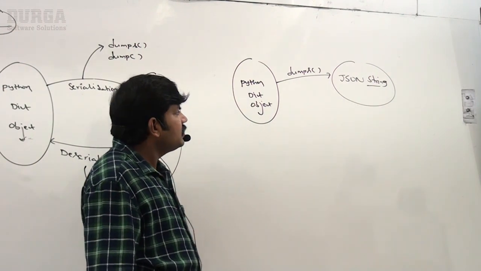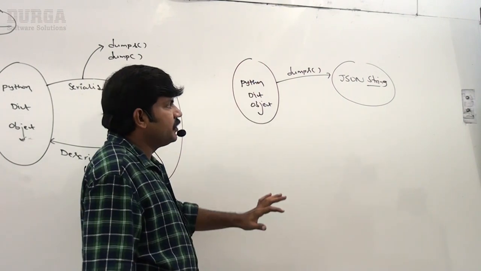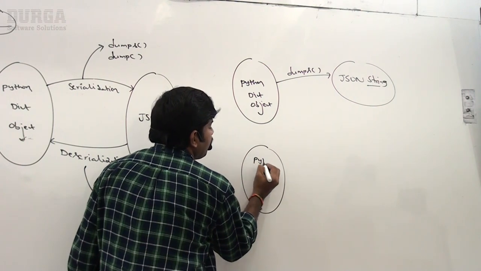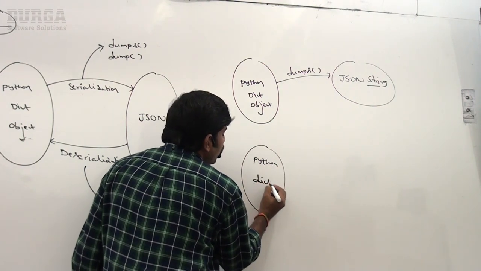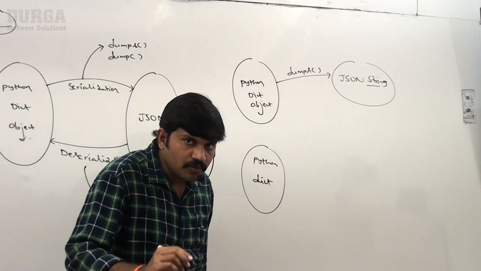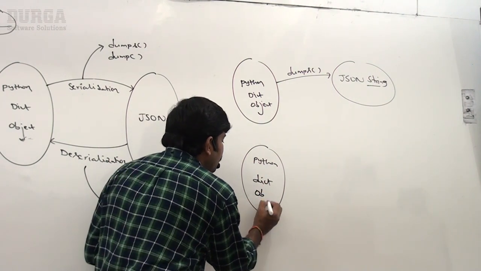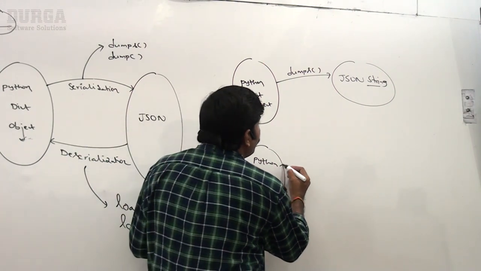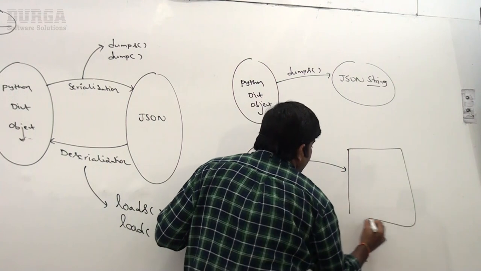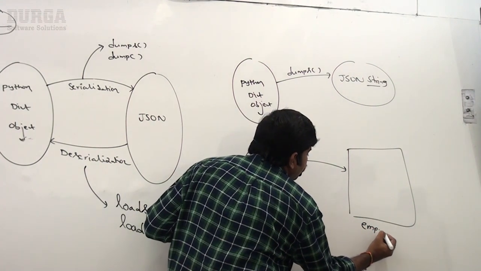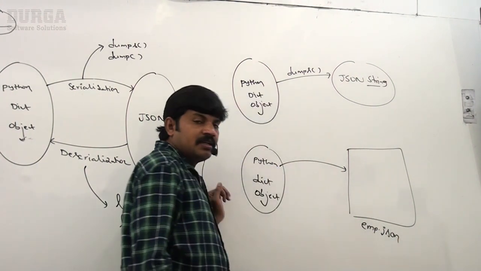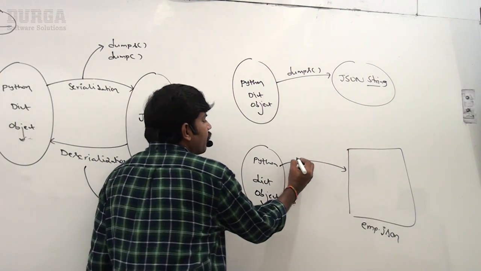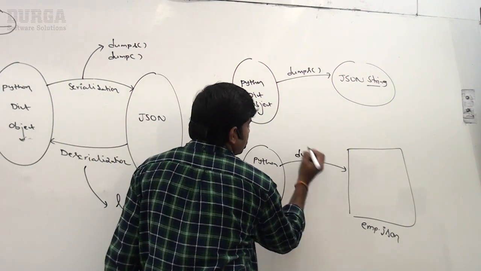Now, a Python dict object is already there. I want to convert this dict object into JSON, and I have to write that JSON to a file. Assume that an emp.json file is there. I want to serialize to a file. Then we require the dump function.